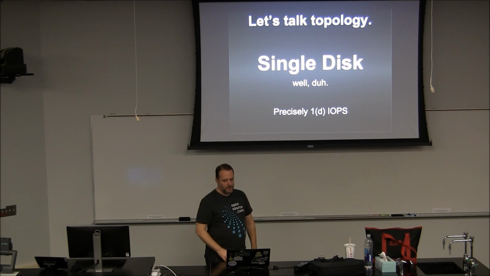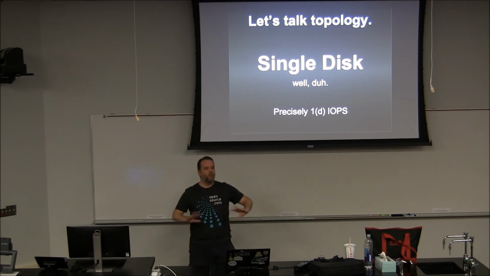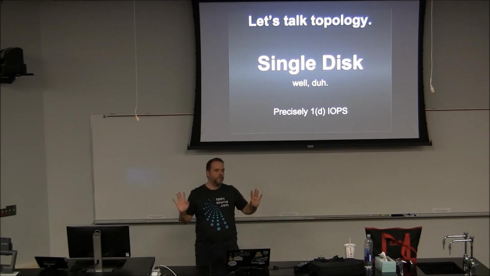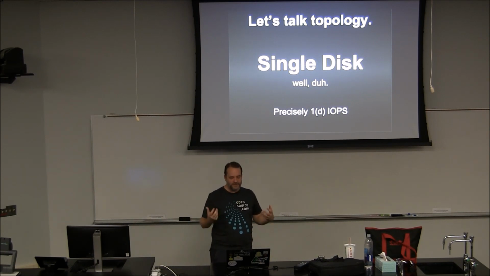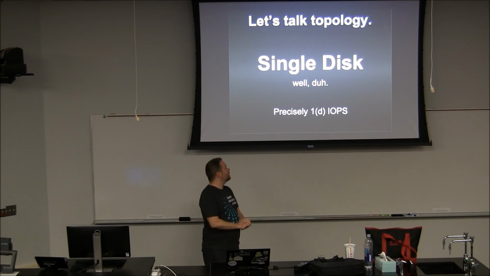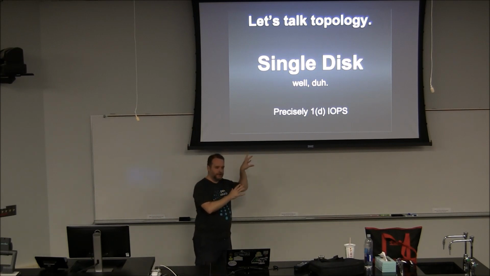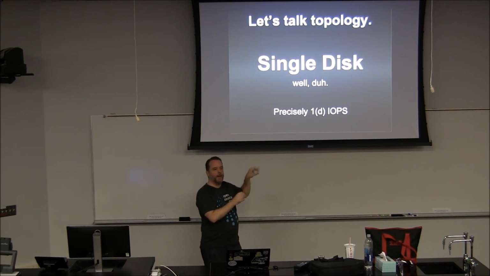Gotcha. All right, so actually talking about topology, now we're going to talk about when you've got more than one disk. That's what we're referring to when we talk about storage topology. And your simplest one is, well, you don't have more than one disk. It's just a single disk. For a single disk, you have 1D IOPS, and you're going to see this a lot for the next few minutes when we talk about these topologies and what you can expect in IOPS.